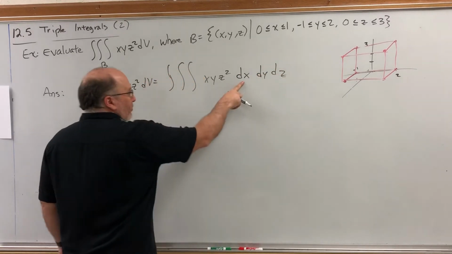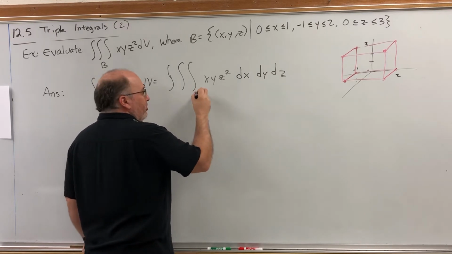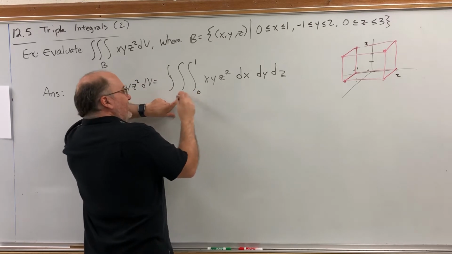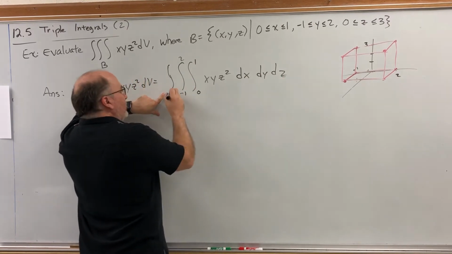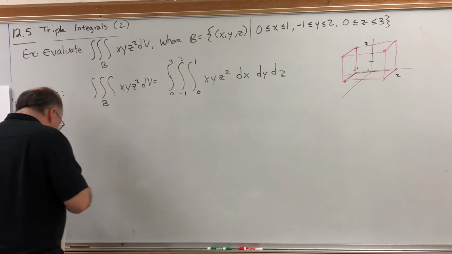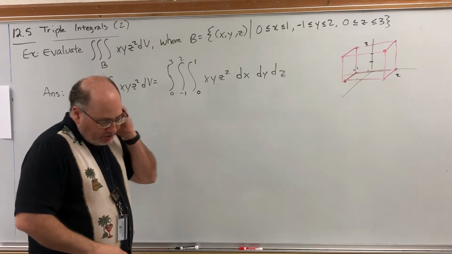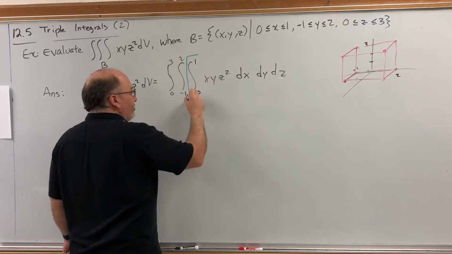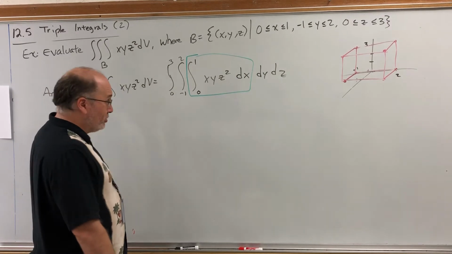If we're going to integrate with respect to x first, then our first limits of integration are 0 to 1. Then integrate with respect to y, so our second limits of integration are -1 to 2. And then with respect to z, so our third limits of integration are 0 to 3. You can do like I did in the videos for double integrals and polar coordinates, and export the first integral, evaluate it, and then import it back into the remaining integrals.